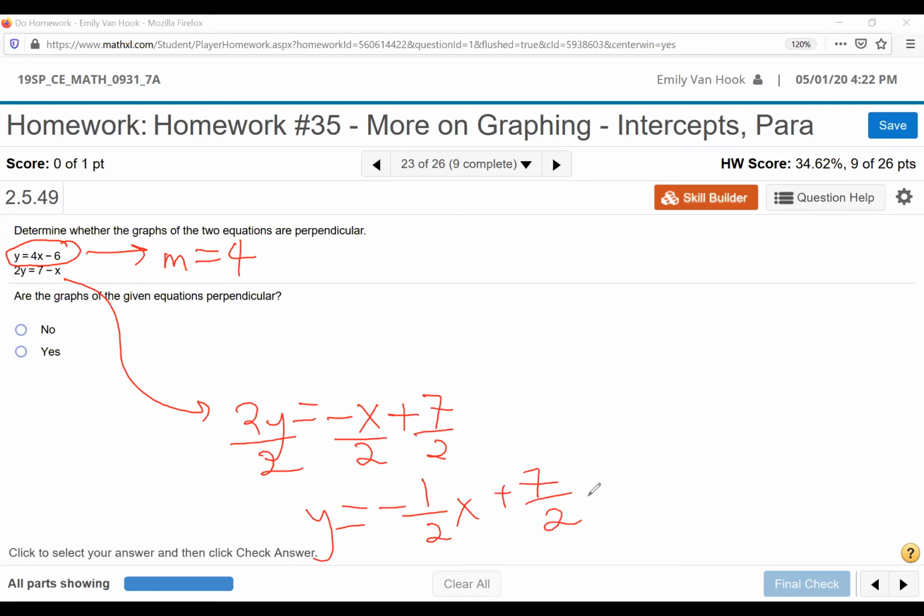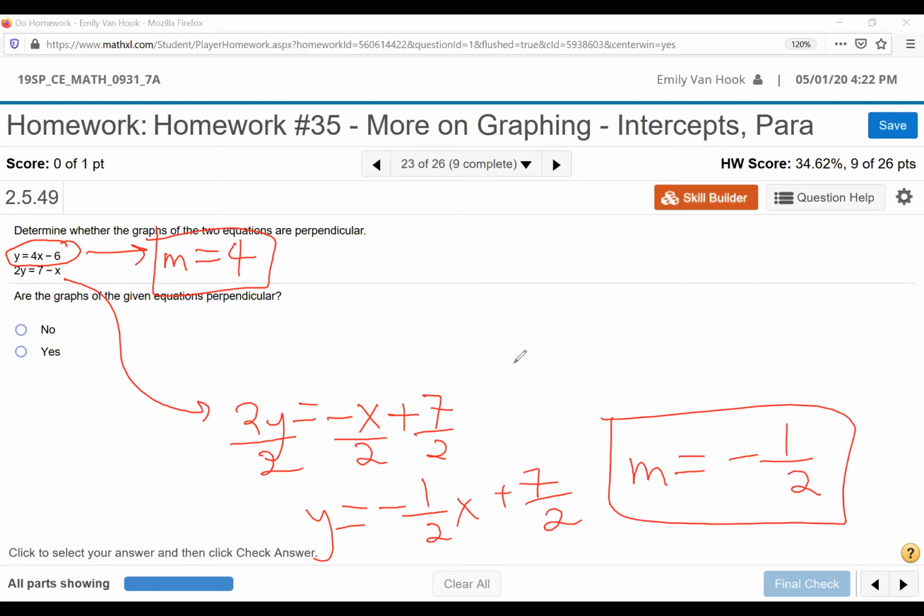Okay, so let's compare the slopes. The first line has a slope of 4. The second line has a slope of negative 1/2. So let's answer the question. Determine whether the graphs are perpendicular. So perpendicular would mean the slopes would be opposite reciprocals. The opposite reciprocal of 4 would be negative 1/4. That is not what we're getting. So no, these lines are not parallel, but they're also not perpendicular.